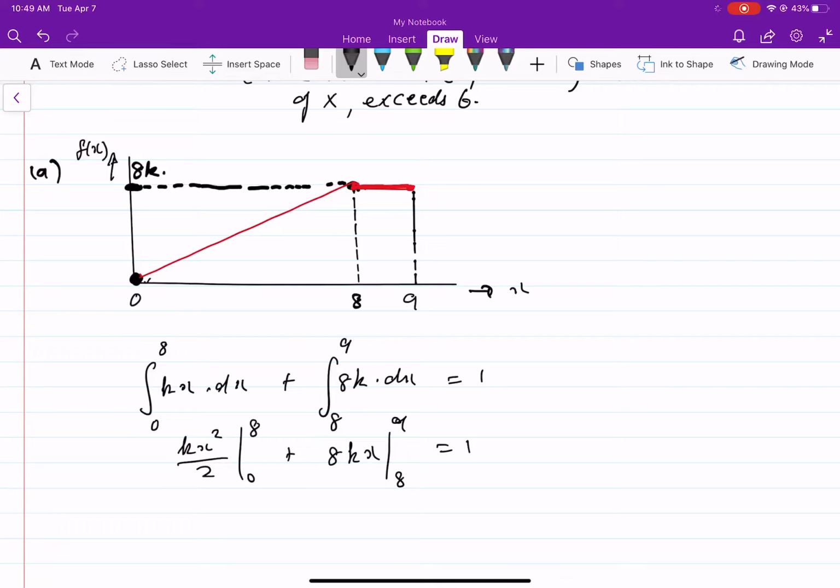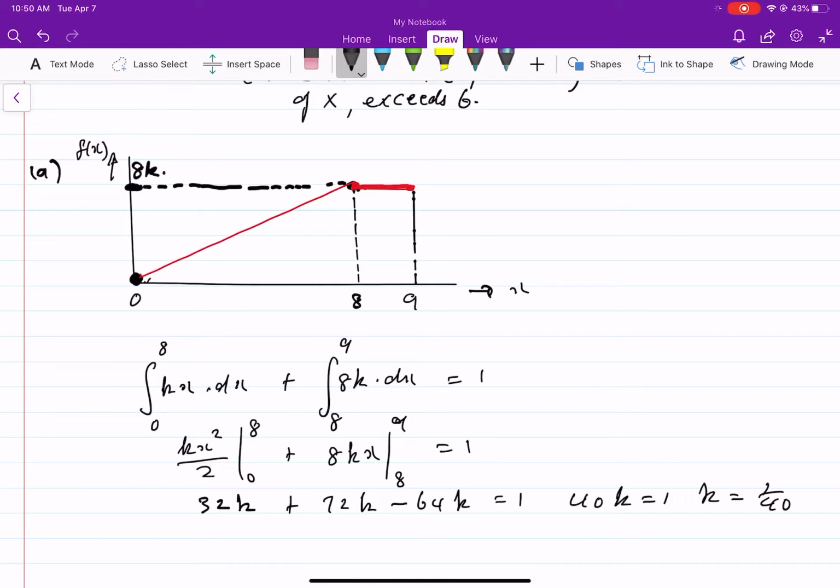Let me plug in my limits. Upper limit, 8 squared is 64, over 2 is 32, so 32k. Lower limit would give me 0 there. Plus, plug in 9: 8k times 9, 8 9s are 72k, minus 8 8s, 64k. And that must be equal to 1. So how many k's are we looking at there? 72k plus 32k minus 64k. That's 40k. 40k is equal to 1. k is equal to 1 upon 40.